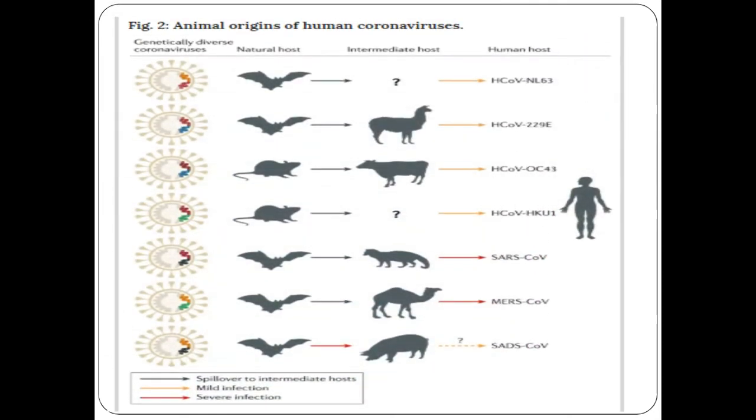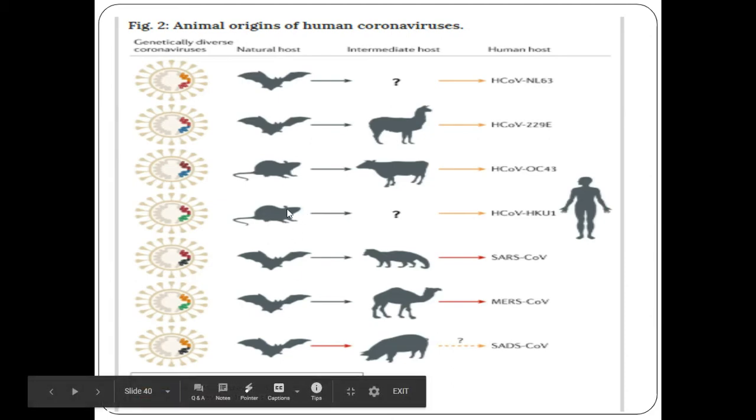But let's look at the coronavirus and human origin. This is where we ask, okay, what was the host that gave us COVID-19? We don't know. Well, actually, we do. We think it's a pangolin. So here's a natural host. These are bats here, and then mice for some.